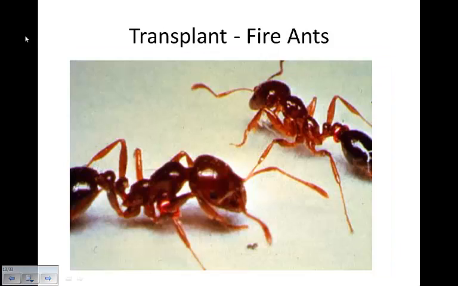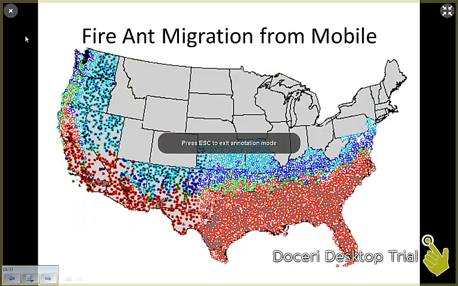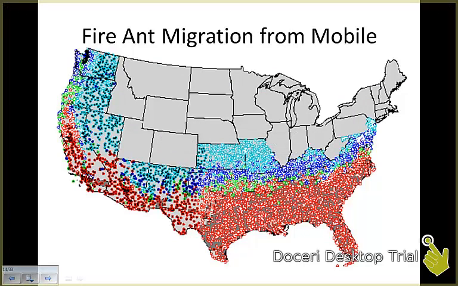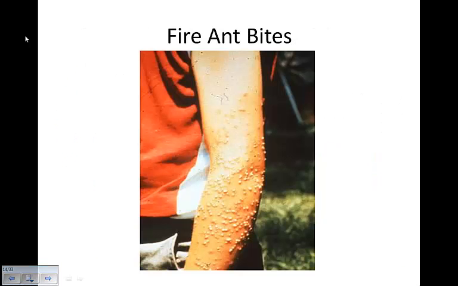Another transplant, this is an accidental one, is the fire ants. Look at the fire ant migration here. So this is where it started, was in Mobile, and look, it's moved all out here. So you have fire ants all over the place here. And if you look at this, look at those bites. They're terrible. I stepped in a fire ant nest before, and I just had 25 bites in like 3 seconds or something.